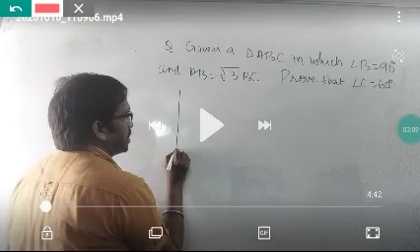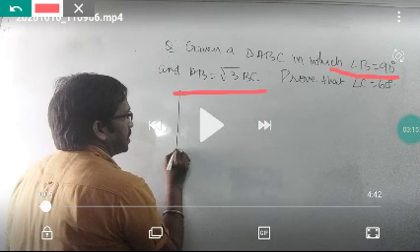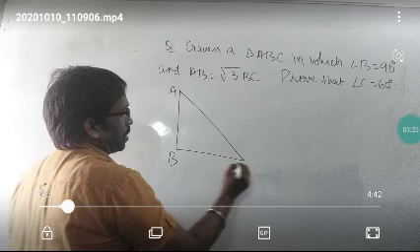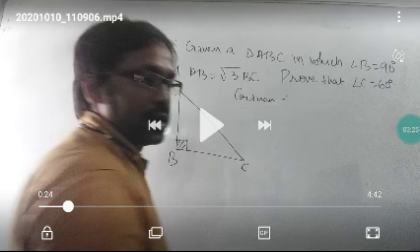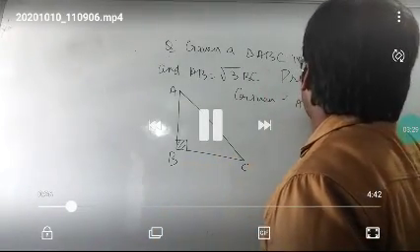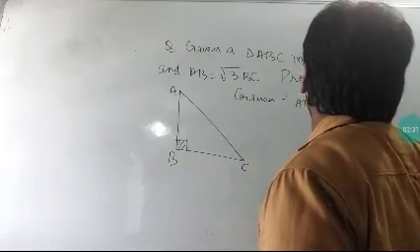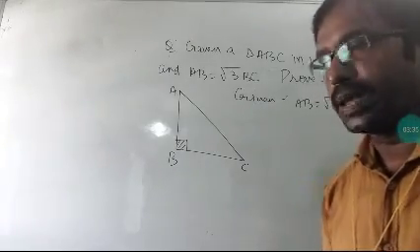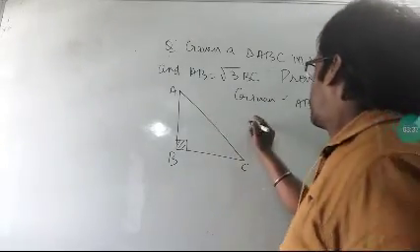The question is saying that angle B is equal to 90 degrees in triangle ABC, and AB is equal to root 3 BC. Prove that angle C is equal to 60 degrees. So let me draw the figure of this question. It has been given that AB is equal to root 3 BC, and angle B is equal to 90 degrees also.